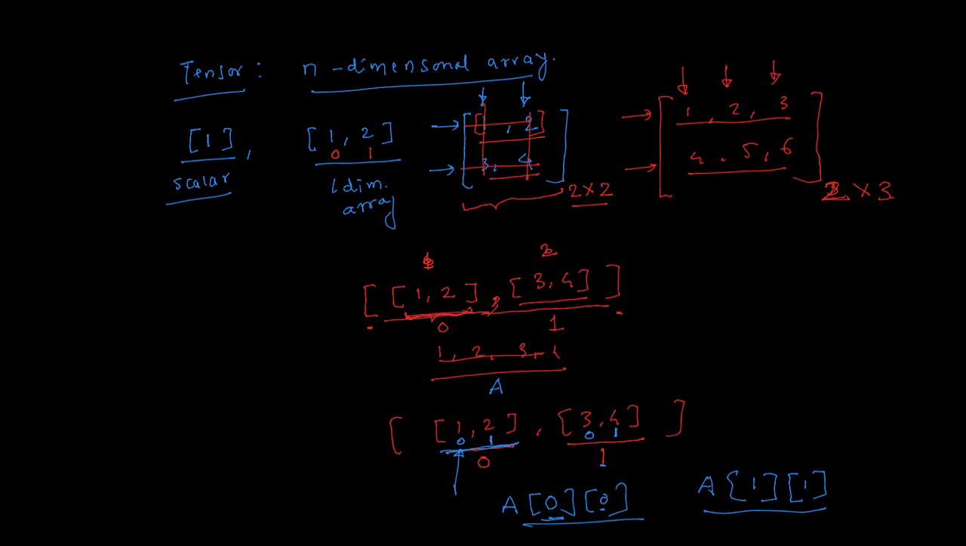Okay, so this means a two-dimensional array contains elements which are one-dimensional arrays themselves, right? And a one-dimensional array contains elements which are scalars themselves. For example, this one-dimensional array contains this element which is a scalar, like this. So this is a scalar like this, right?